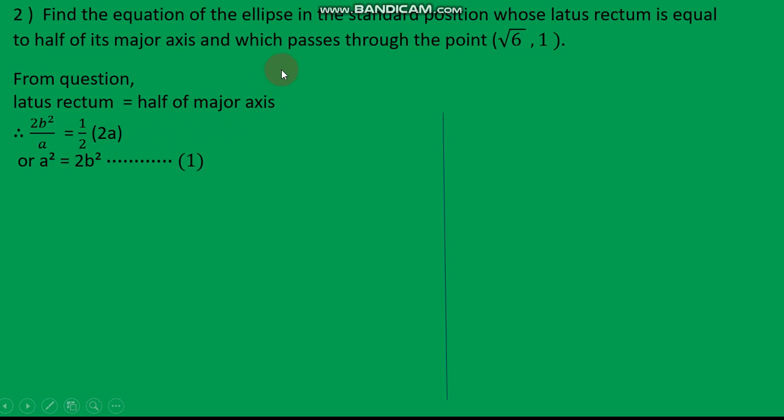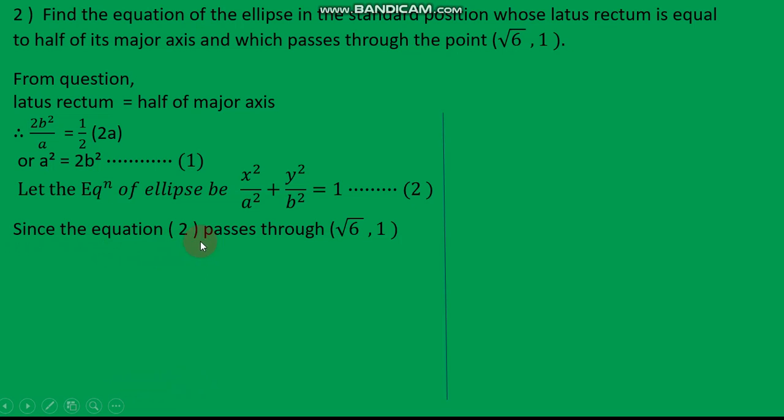So it is not defined whether the axis is parallel to the y-axis or x-axis, so you can assume any one. No matter, you can assume the major axis as the y-axis or the x-axis. So for convenience we assume that the major axis is the x-axis, so we assume here 2a. So 2 cancels out and a square equal to 2b square. This is equation 1. And let the equation of the ellipse be x square by a square plus y square by b square equal to 1. This is equation 2.